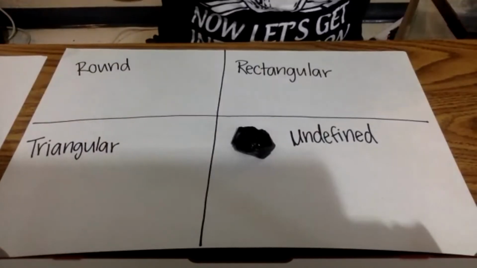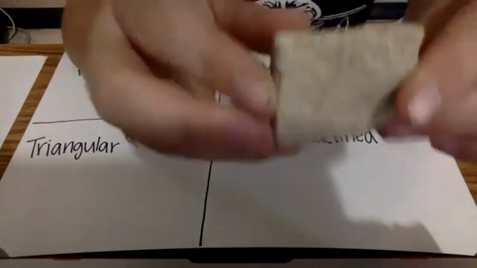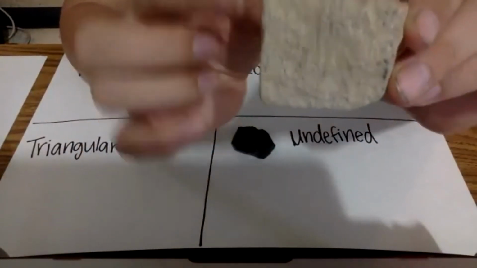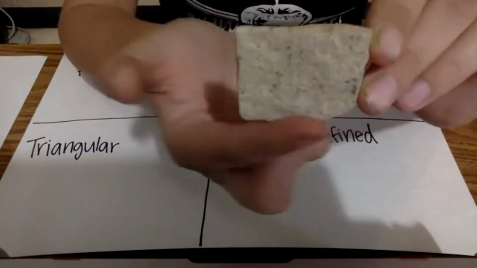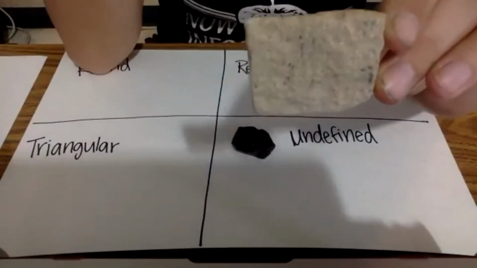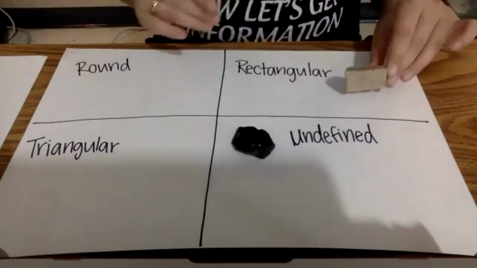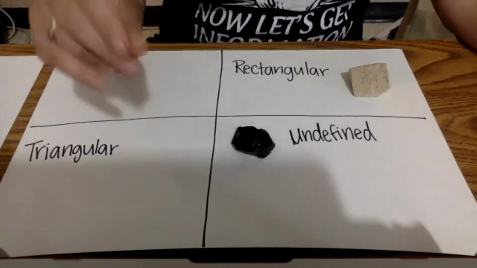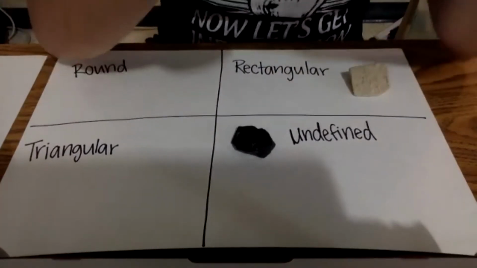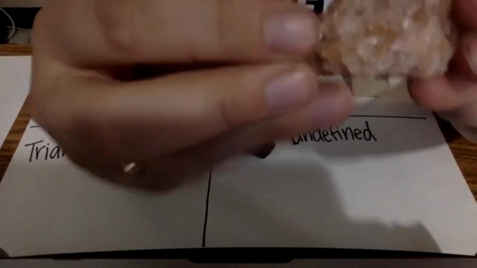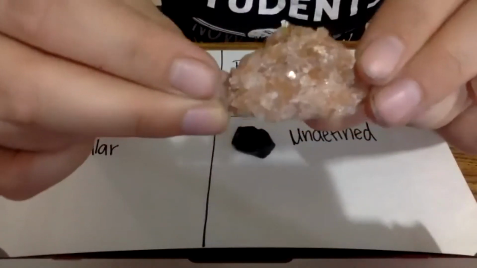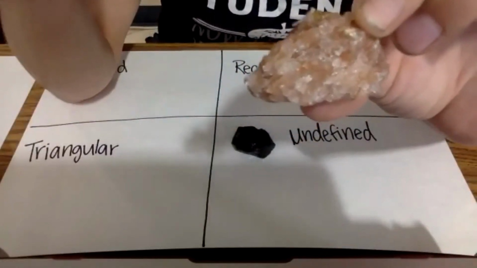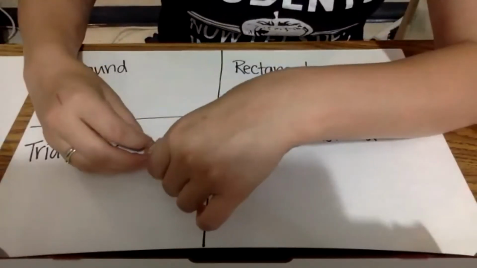Then I'm going to look at another rock. I believe this is another piece of sandstone like we saw before. But look at how this one is. It's got 1, 2, 3, 4 straight sides. That's a rectangle. So I'm going to put that one in the rectangular shape. Let's see, what else? Here's a little one. And if you look at this one, it looks like a little triangle. It's got 1, 2, 3 sides. So I'm going to stick that in the triangular section.